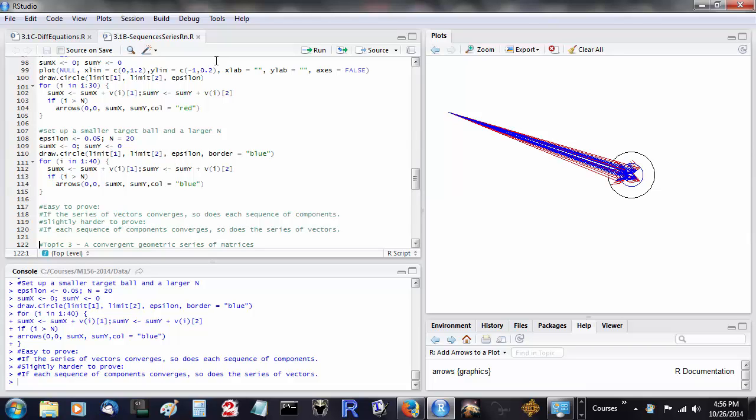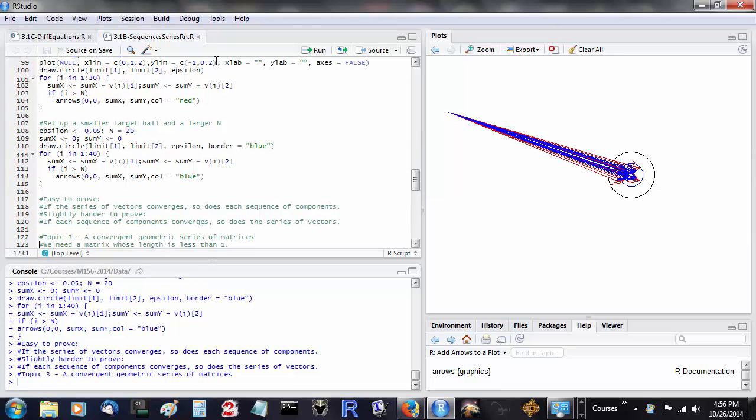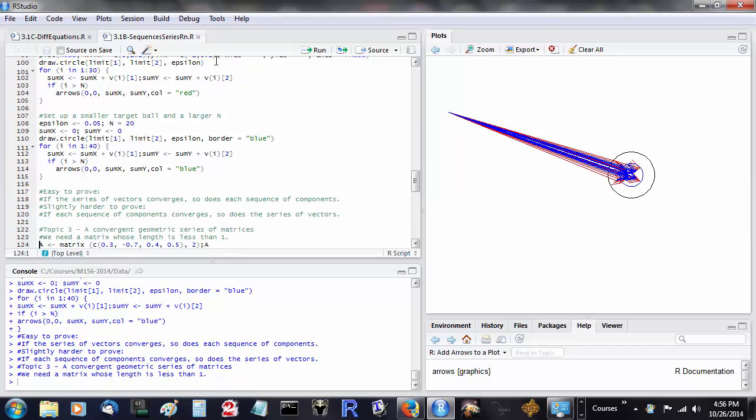For the final topic, let's look at a geometric series of matrices. One of the craziest ideas you've ever heard of, I imagine. Since geometric series converge only when the ratio is less than 1, we want something about a matrix to be less than 1, and what we're going to use is the length of the matrix. Treating the matrix as a vector, we calculate its length as the square root of the sum of the squares.